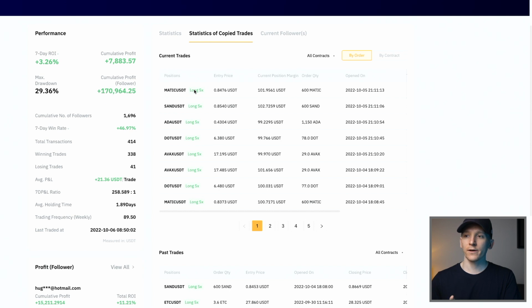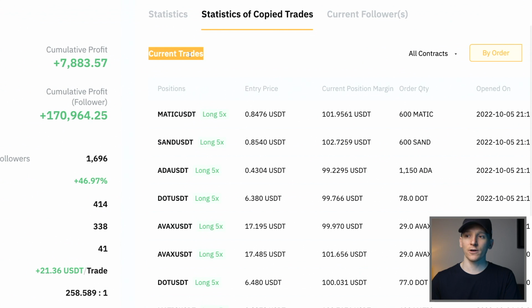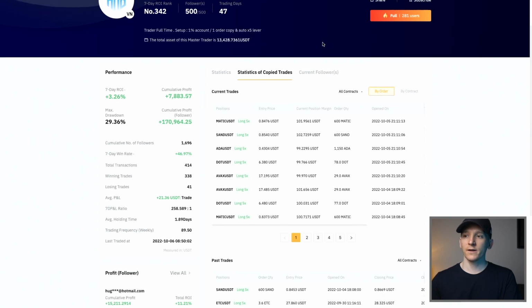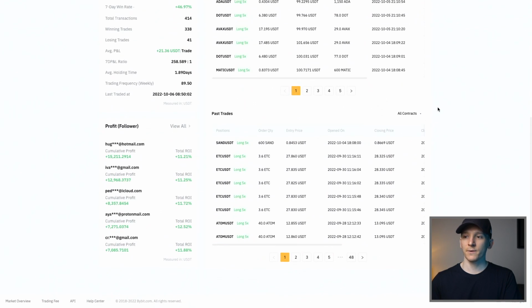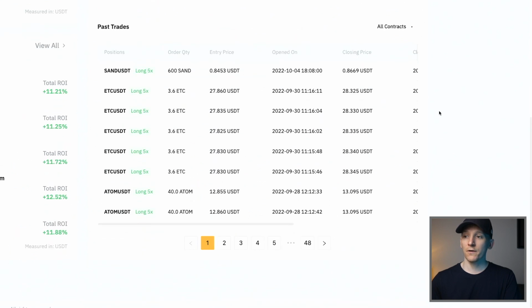So look at their trades. These are the current trades. So these are actually the trades that are open on what they have, but then you can see past trades down here that have actually been closed as well. So this trader definitely goes long a lot.